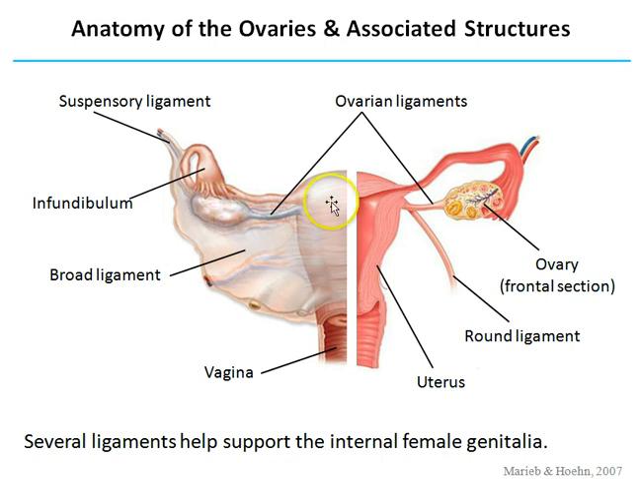This diagram is also good for showing you a number of the ligaments which help suspend the ovary and associated structures into position. We have the broad ligament here, which is a double fold of peritoneum. We have the ovarian ligaments, which link the ovaries to the lateral walls of the uterus. We have suspensory ligaments, which attach ovaries to the lateral wall of the uterus. Notice the blood vessels passing through them. And over here we have a round ligament which passes through the inguinal canal.